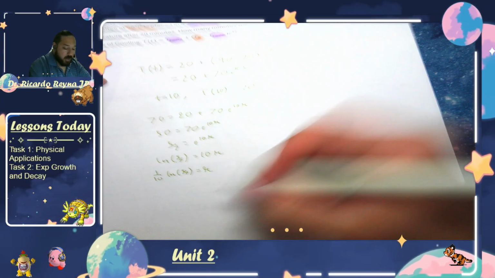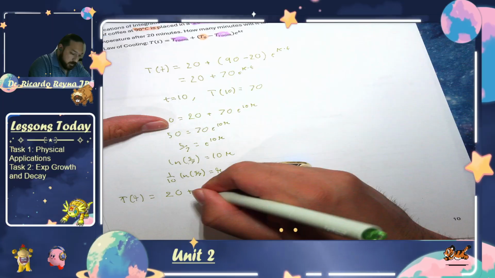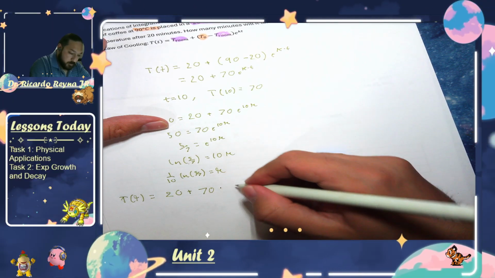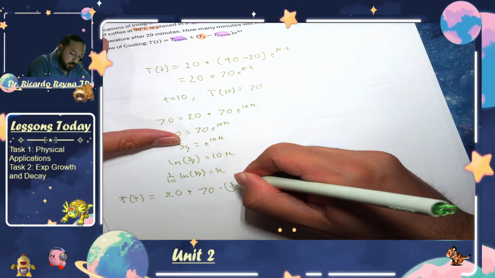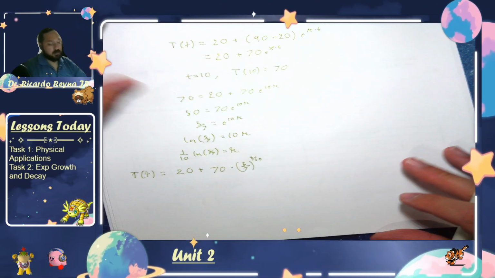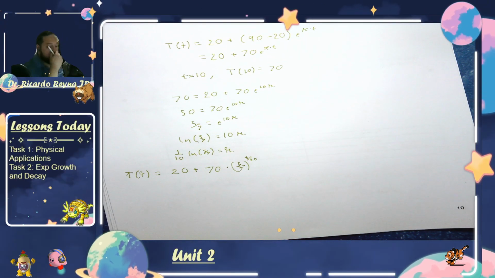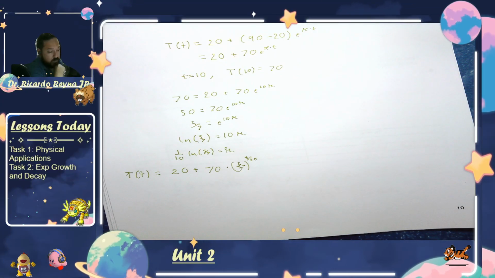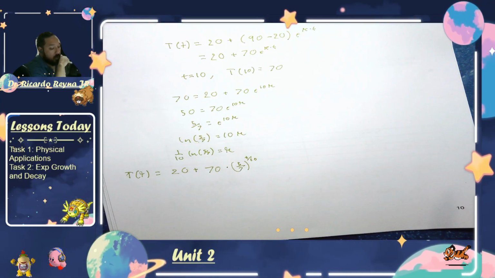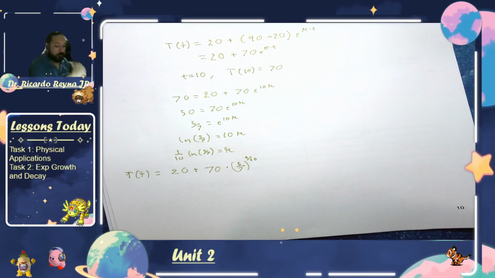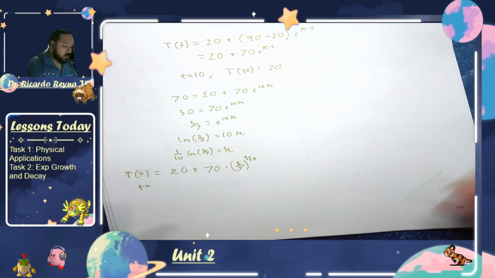That makes our actual temperature function 20 plus 70 times 5 over 7, do that in parentheses, to the power of t over 10. I went ahead and skipped the simplification step this time around. Now, after getting this function, we're asked two things. First asked to find the temperature at 20 minutes, and then we're also asked how long until the cup reaches 30 degrees.